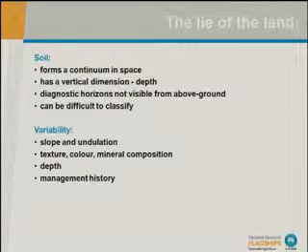So just to start off with what we're dealing with, we know that soil forms a continuum in space. It's not a defined unit. We know that it has vertical dimensions, so we need to consider depth. We know that there are diagnostic horizons that are not visible from above ground. And we know that soil can be difficult to classify. We know that we're dealing with a variable landscape in terms of soil type and landscape features such as slope and undulation. We know that it changes in terms of texture and colour and mineral composition. And management history, of course, has a fair bit of a large impact on soil carbon and on variability.